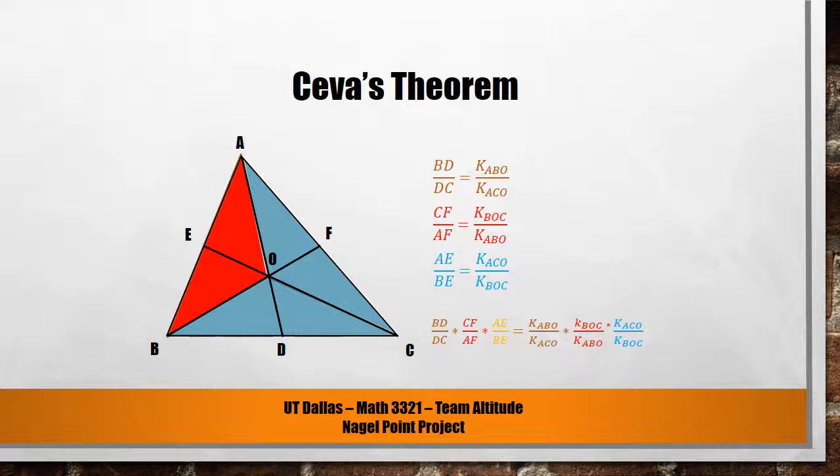So let's put these three sides into the same equation. BD divided by DC times CF divided by AF times AE divided by BE equals the area of ABO divided by the area of ACO times the area of BOC divided by the area of ABO times the area of ACO divided by the area of BOC, in which we can cross out the same triangles ABO, ACO, and BOC, and we get the answer of 1. So we just proved Ceva's theorem.